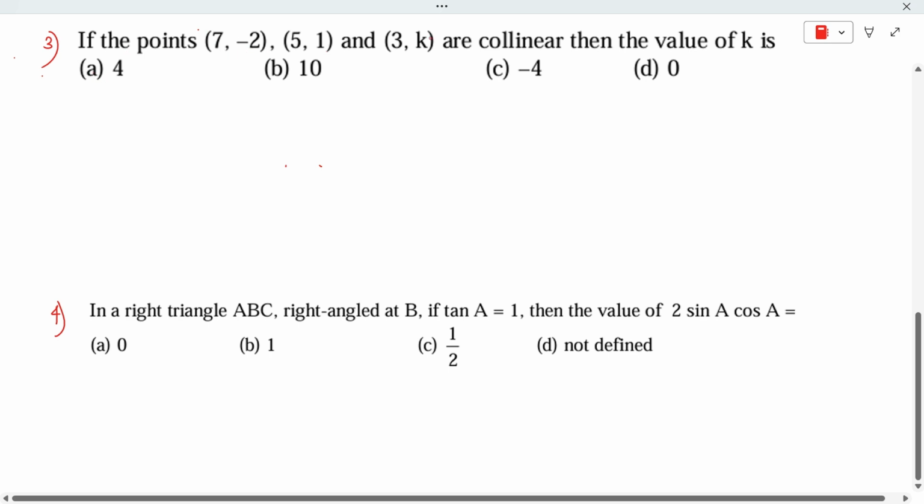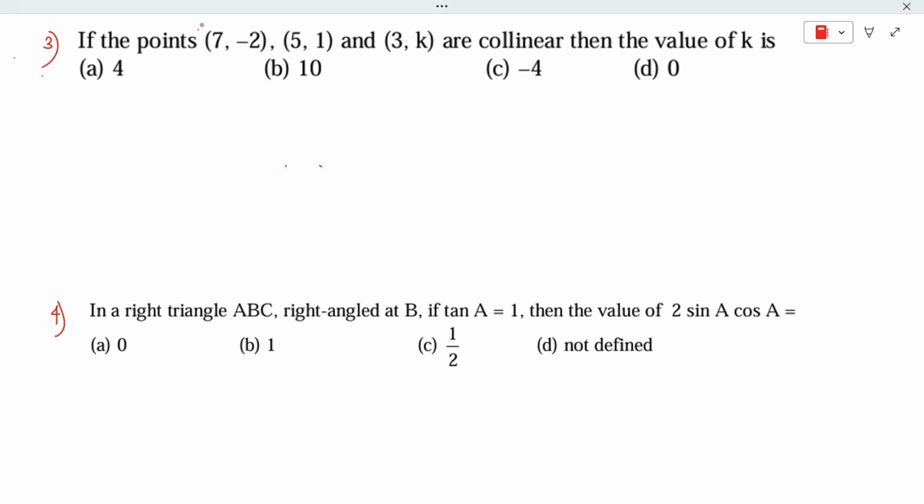If the points are collinear, then the value of k is... So I'm just naming the points as A, B, and C. If all the 3 points lie on the same line, we call it collinear. Then how will I find the value of k? If the points are collinear, slope of AB will be equal to slope of BC. So what is slope of AB? y2 minus y1 by x2 minus x1, isn't it? So I'm just naming the points x1 y1, x2 y2 and x3 y3.